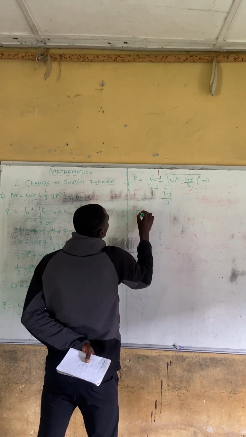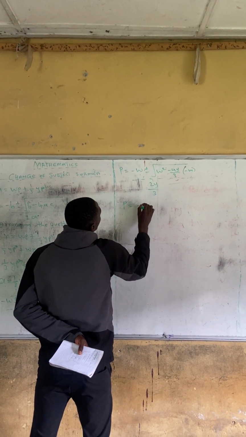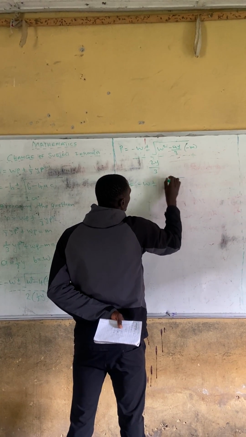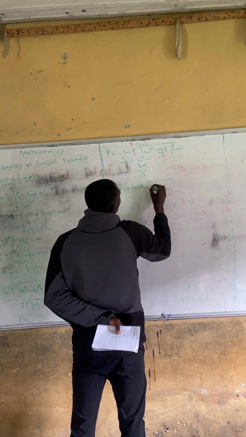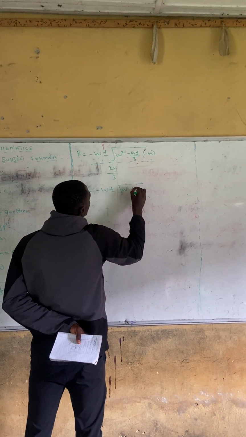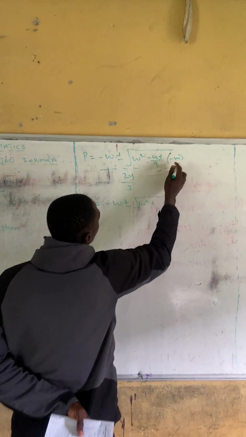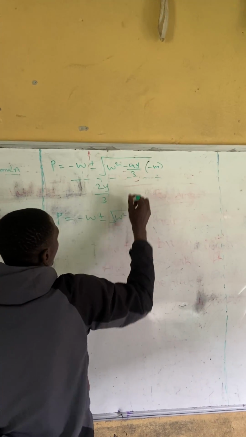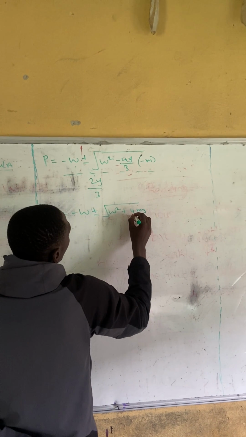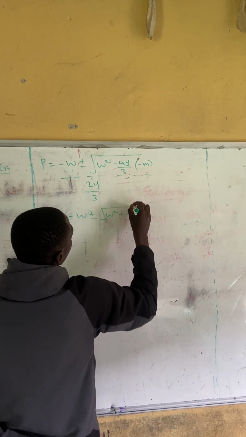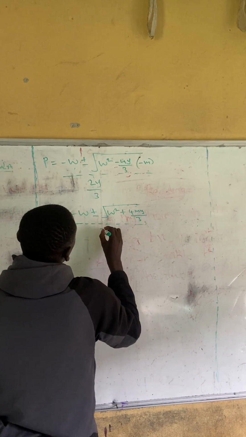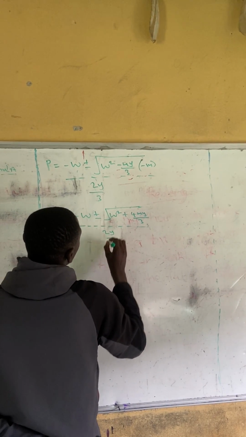This will give us P equals to minus W plus or minus the square root of W raised to the power 2. Because there is minus and there is minus to turn to plus. And we also have M times 4y will give us 4My all over 3. Everything will be over 2y all over 3.